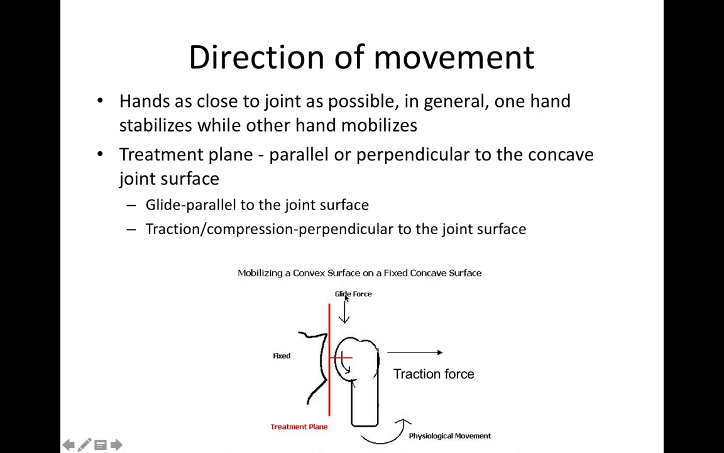Here's an example of the glenohumeral joint. So if, again, the goal is to glide, then we want to keep these surfaces parallel. If the goal is to traction the joint and move it perpendicular to the joint surface, then again, we want to keep in mind where the joint surfaces are, and we're then going to be moving the glenohumeral joint with a traction force.